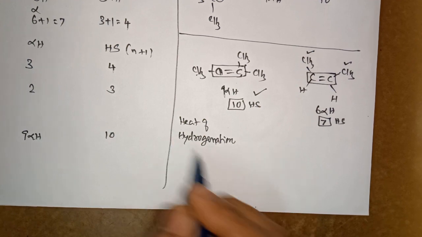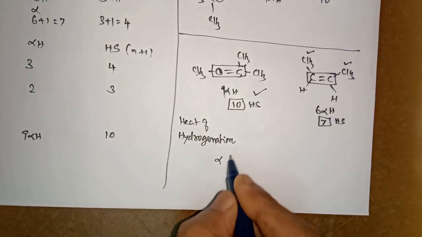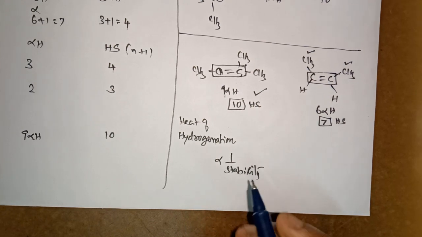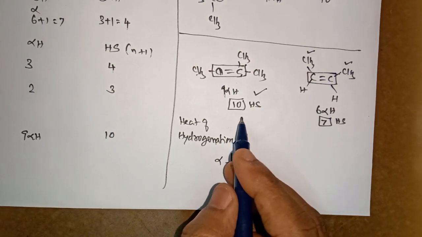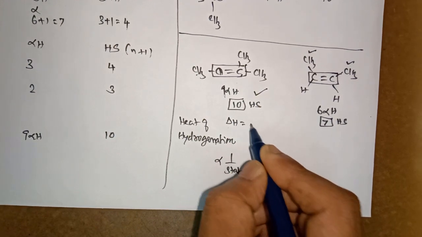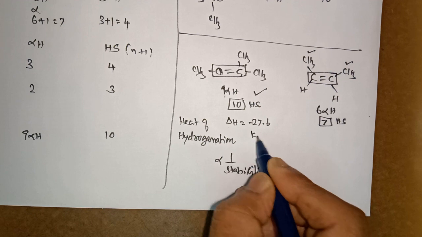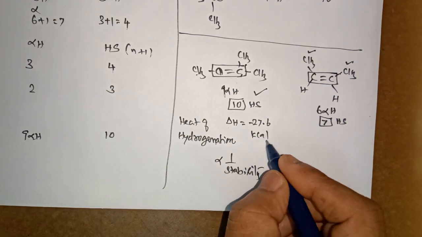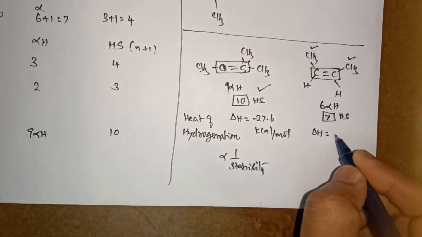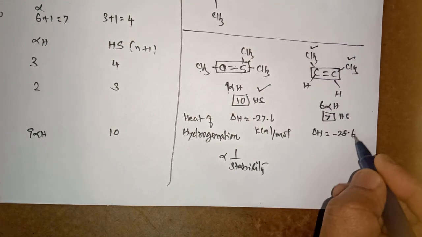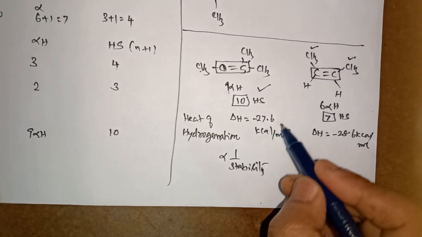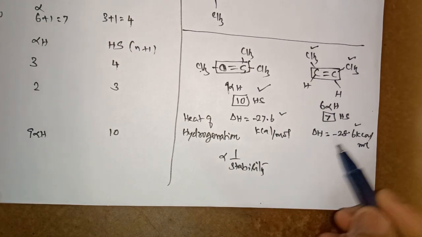Heat of hydrogenation. Heat of hydrogenation is inversely proportional to stability. For this, what is the heat of hydrogenation? For this, it is given as del H equal to minus 27.6 kilocalorie per mole. For this, the del H value is equal to minus 28.6 kilocalorie per mole. So you compare these two values, 27.6 and 28.